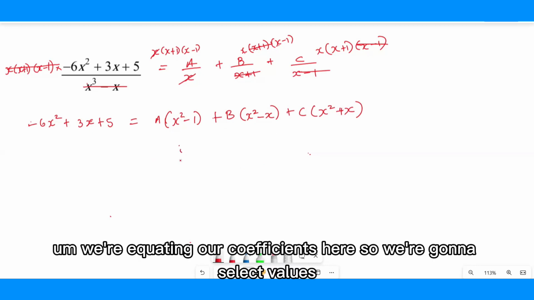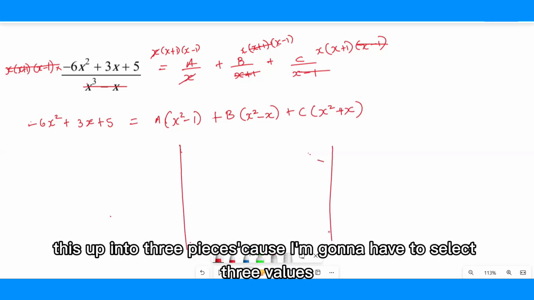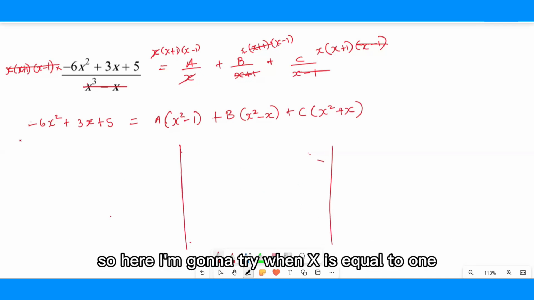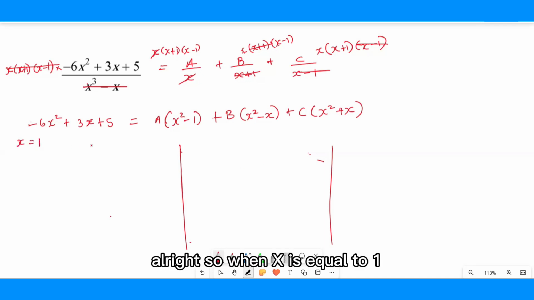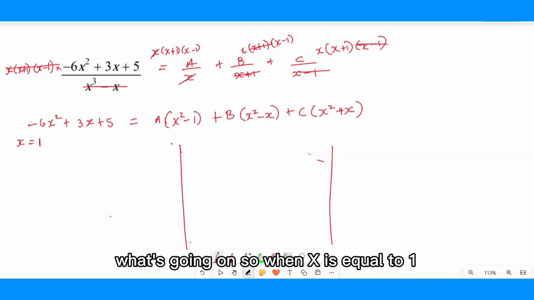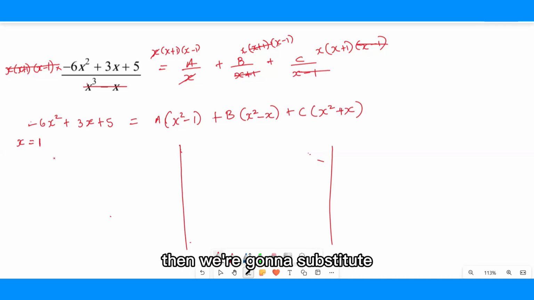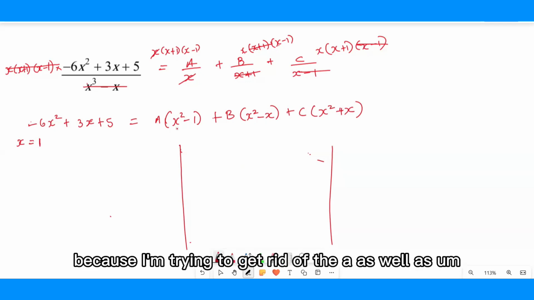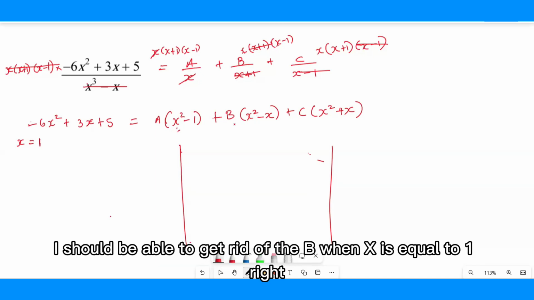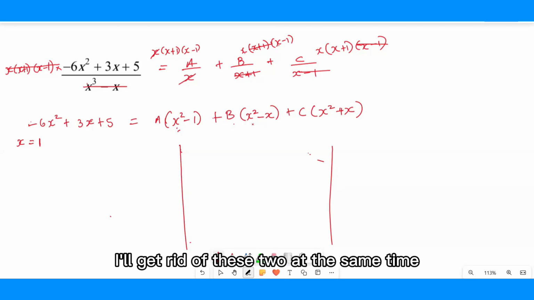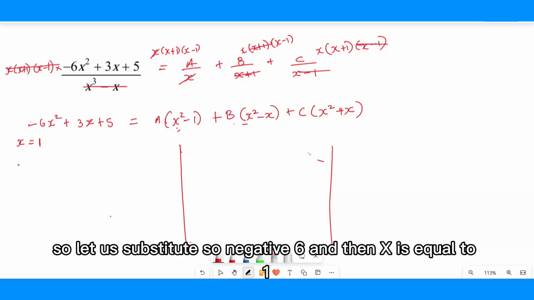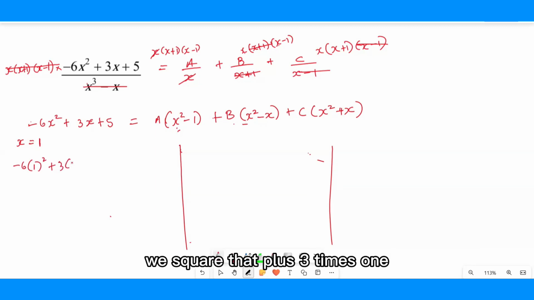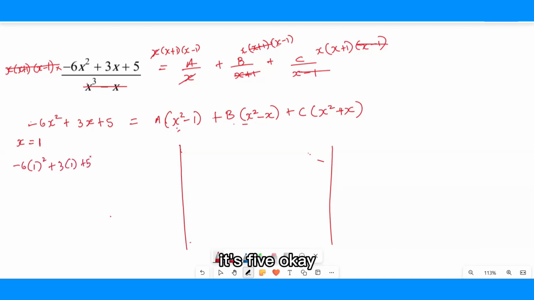We're equating our coefficients here, so we're going to select values. I'm going to split this up into three pieces because I'm going to have to select three values. So here I'm going to try when x is equal to 1. When x is equal to 1, we're going to substitute because I'm trying to get rid of the a, as well as the b. I'll get rid of these two at the same time. So let us substitute. Negative 6, and then x is equal to 1. We square that, plus 3 times 1, plus 5, okay?